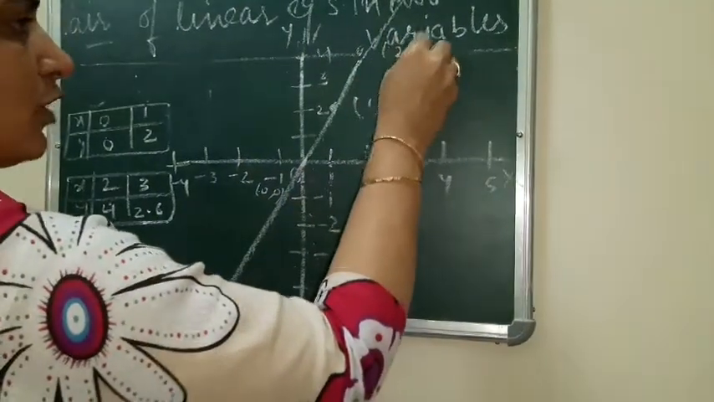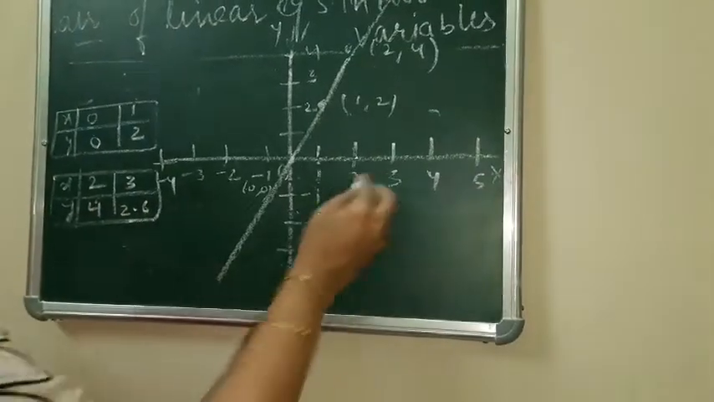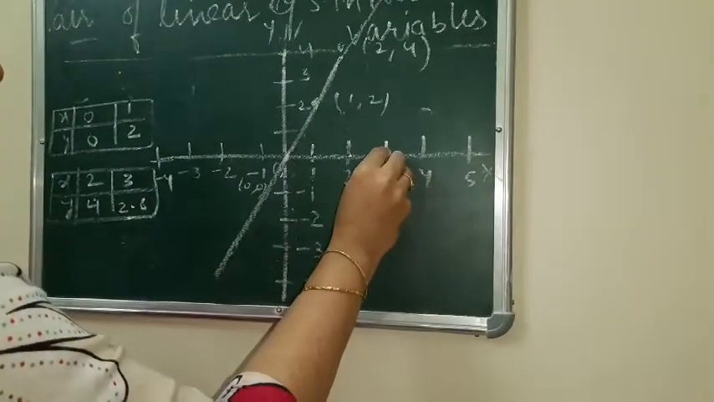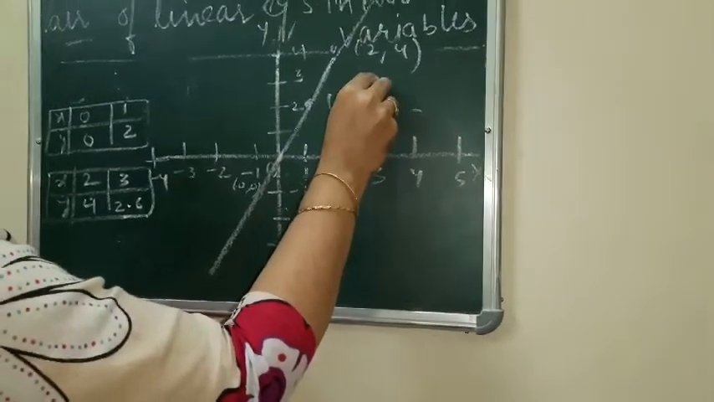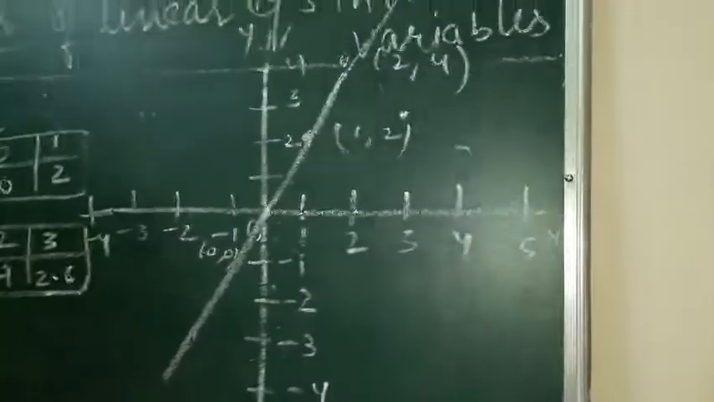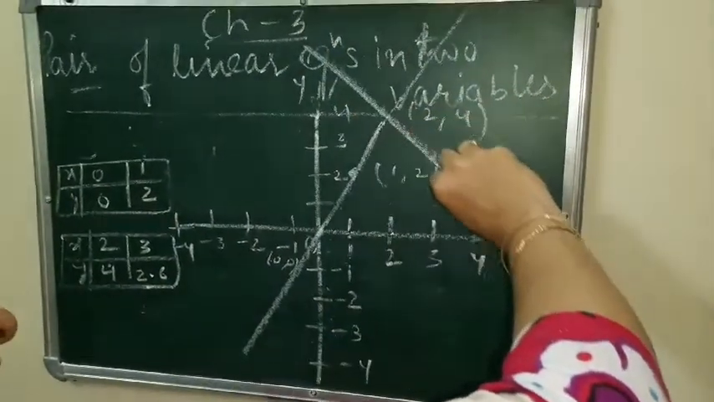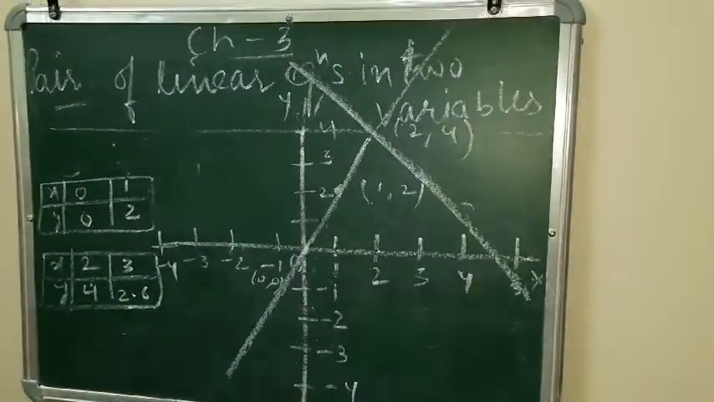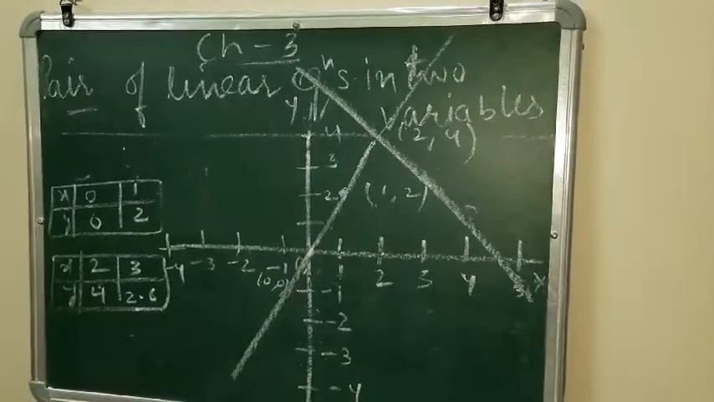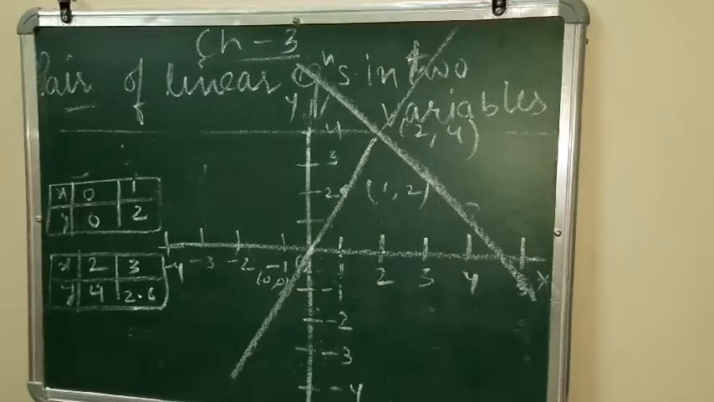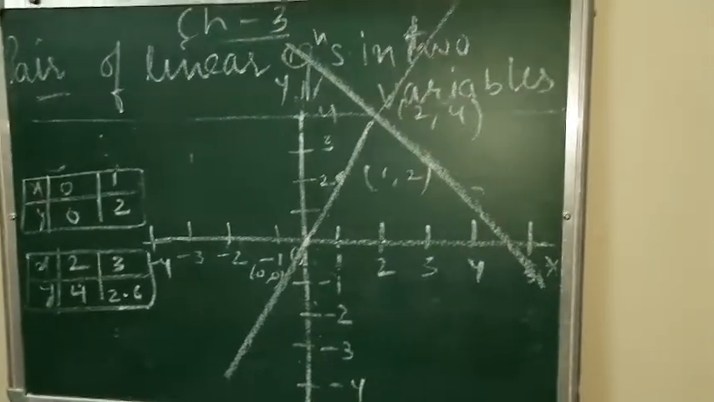This is 2, 4. Now x is 3, y is 2.6. X is 3. In the straight line of it I have to move till 2.6, somewhere here. So it will be somewhere here. That means my 2 points will be drawn like this, and it will be a cross or intersecting lines. So this will be your graph for the question which we have solved just now.